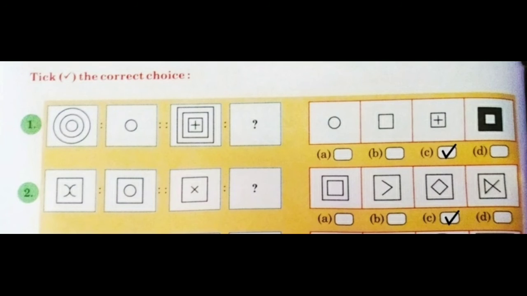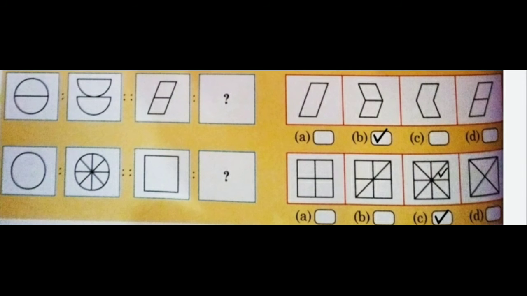Similarly, in the third part of this figure you can see a cross. When we join them it will be a square, like part C of this question. So which option is right? Part C. Let's see some more questions, students.